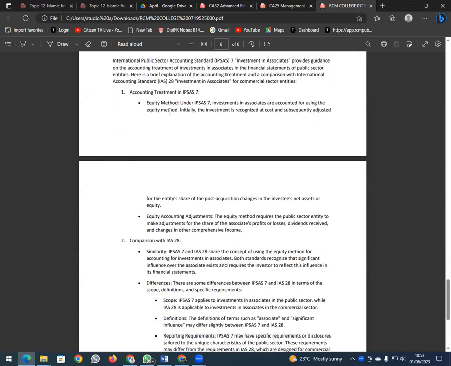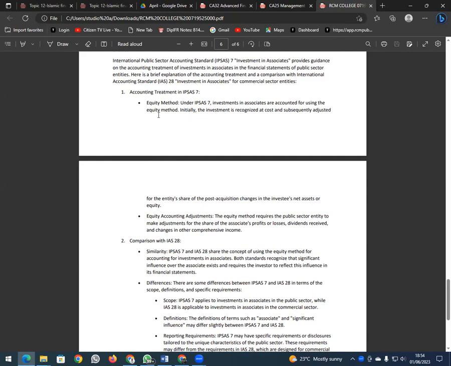Equity method, you can see they're saying equity method. Anybody who was able to mention the equity method, and of course the equity accounting adjustments, was able to get full marks there. Under IPSAS 7, investments in associates are accounted for using the equity method. Initially, the investment is recognized at cost and subsequently adjusted for the entity's share of post-acquisition changes in the investee's net assets or equity.